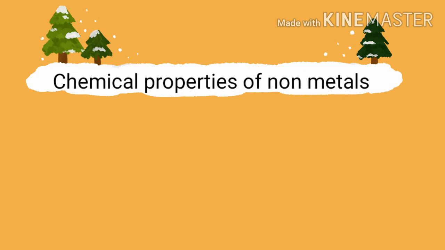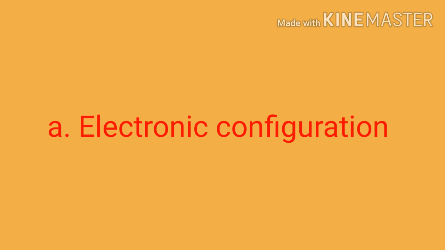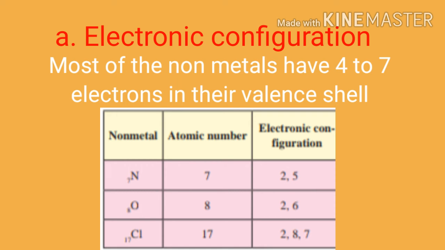Now we'll study the chemical properties of non-metals. Electronic configuration. Most of the non-metals have 4 to 7 electrons in their valence shells. Now we'll see the table.